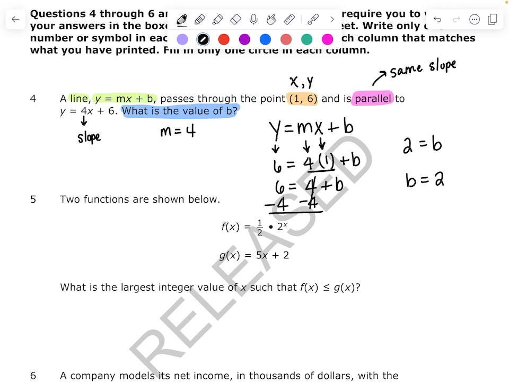Since we're taking the online version of the test, you would probably see a box for you to enter the answer. You do not need to enter the b equals. You only need to enter the 2.